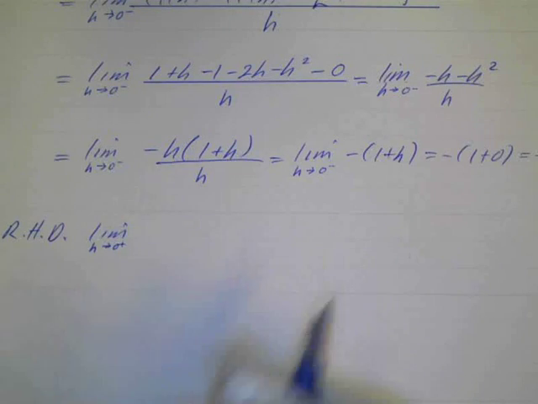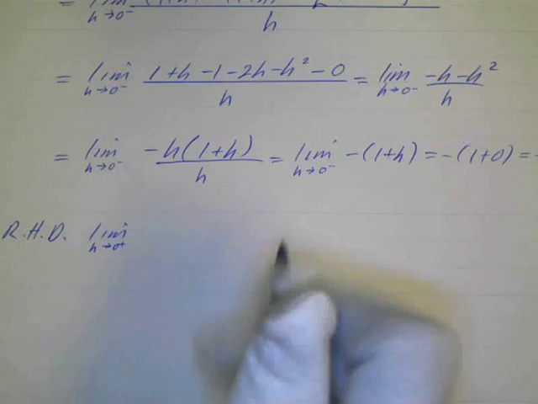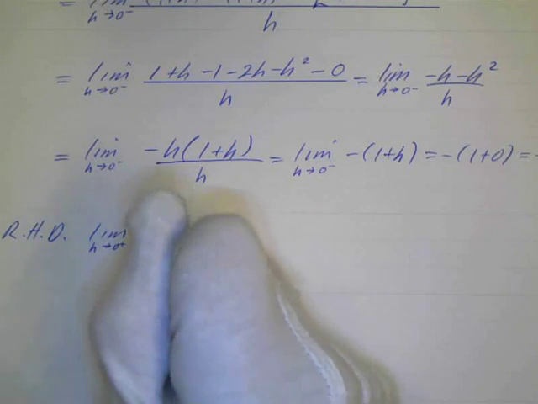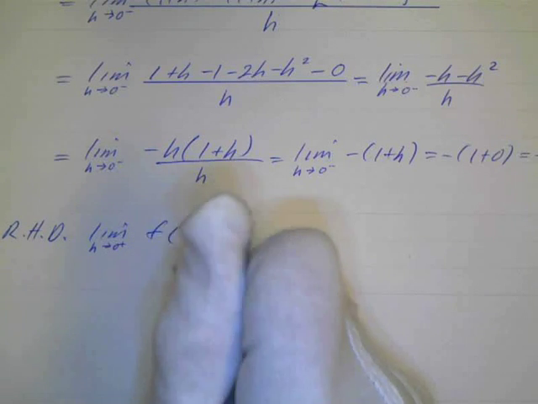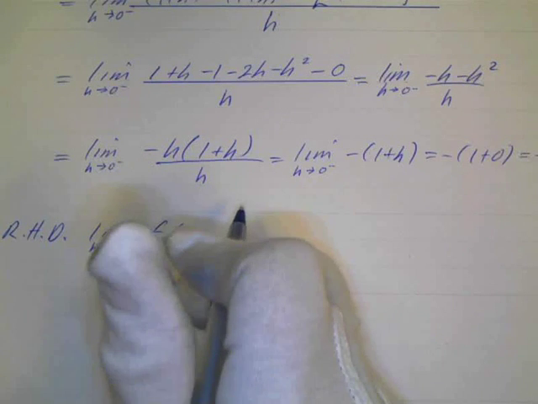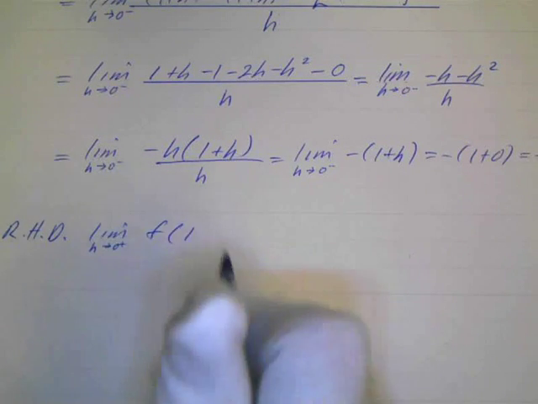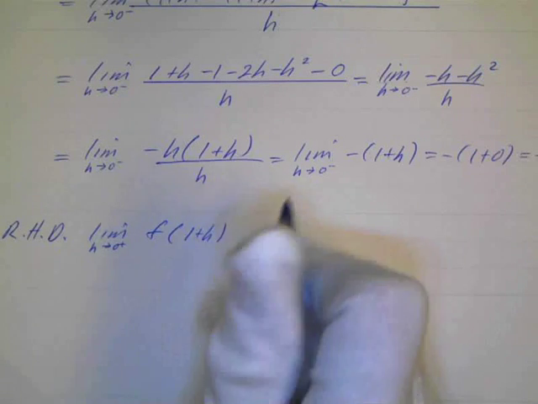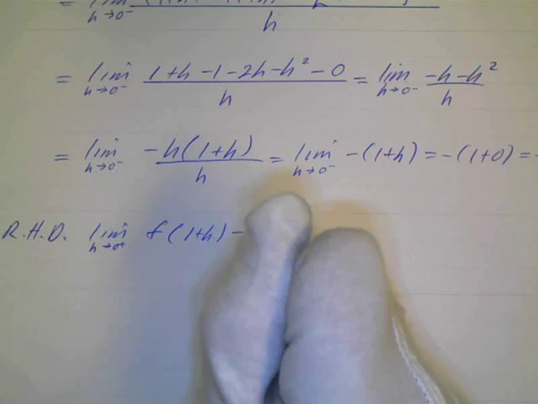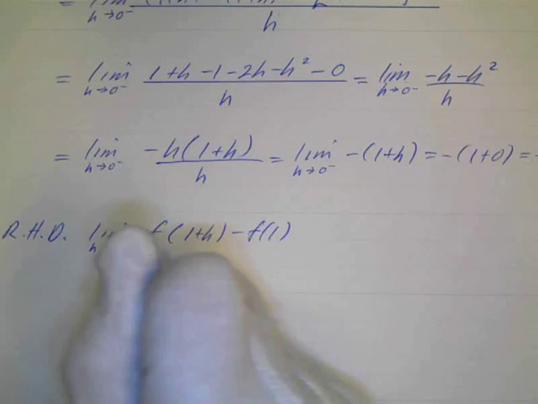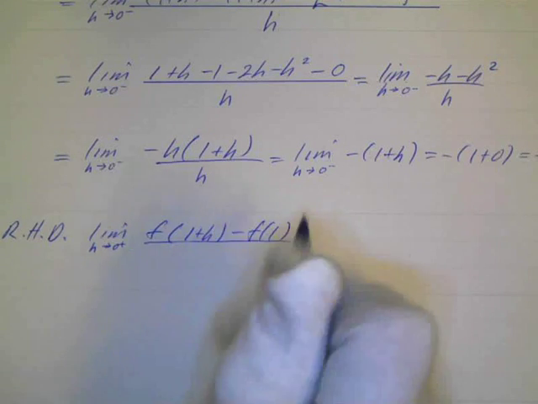And I could use my same definition as above, and I just substitute, so that's going to be f of 1 plus h minus f of 1. So it looks like the same thing, right? All over h.